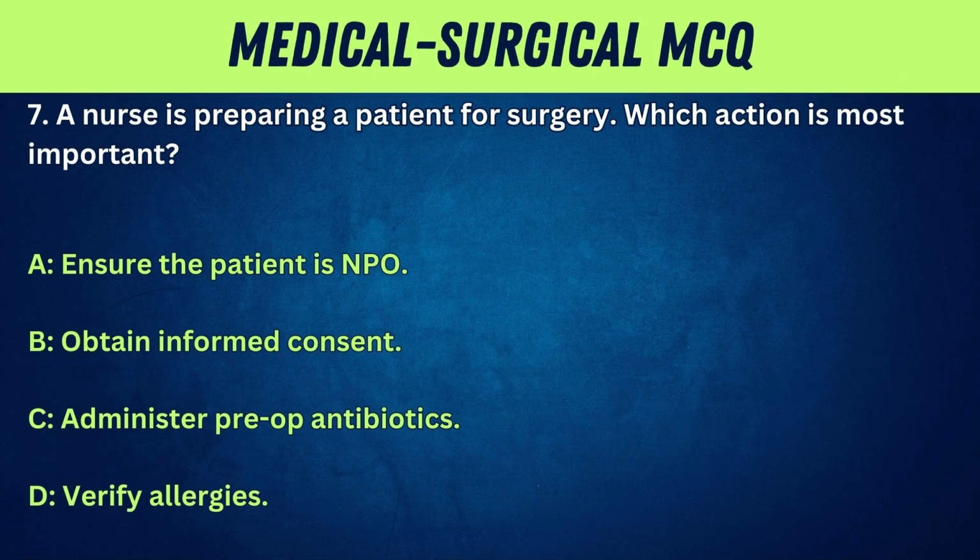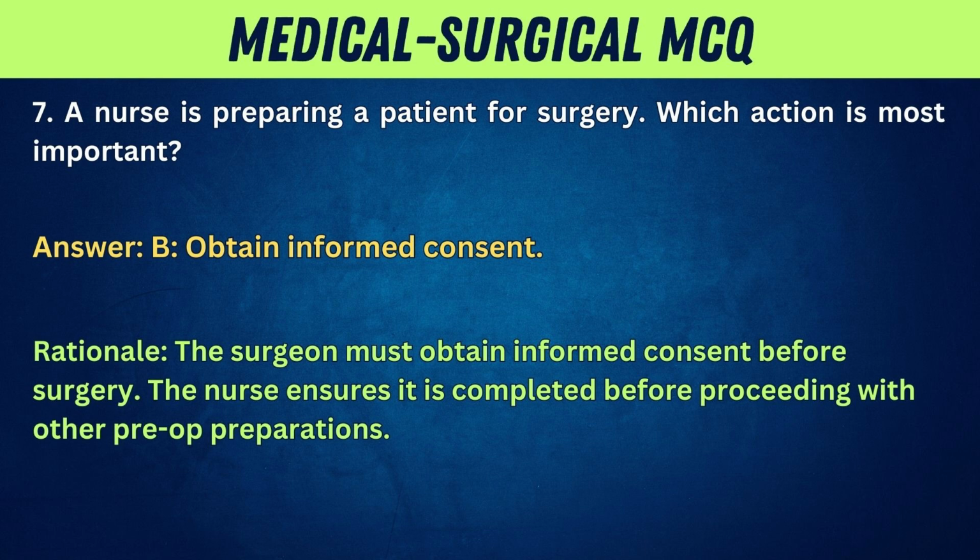7. A nurse is preparing a patient for surgery. Which action is most important? A. Ensure the patient is NPO. B. Obtain informed consent. C. Administer pre-op antibiotics. D. Verify allergies. Answer: B. Obtain informed consent. Rationale: The surgeon must obtain informed consent before surgery. The nurse ensures it is completed before proceeding with other pre-op preparations.